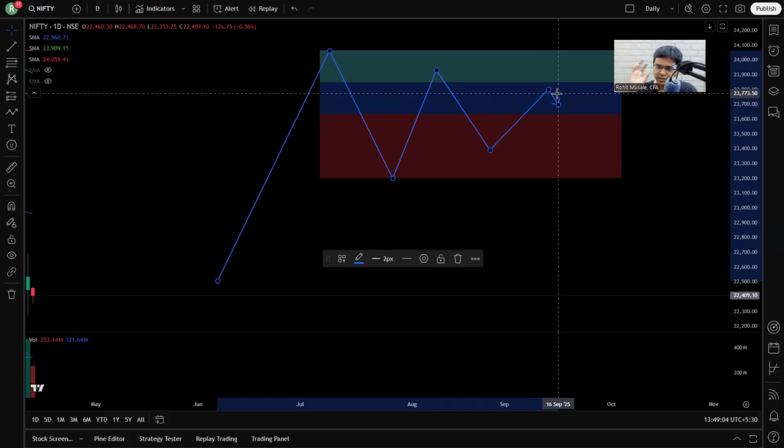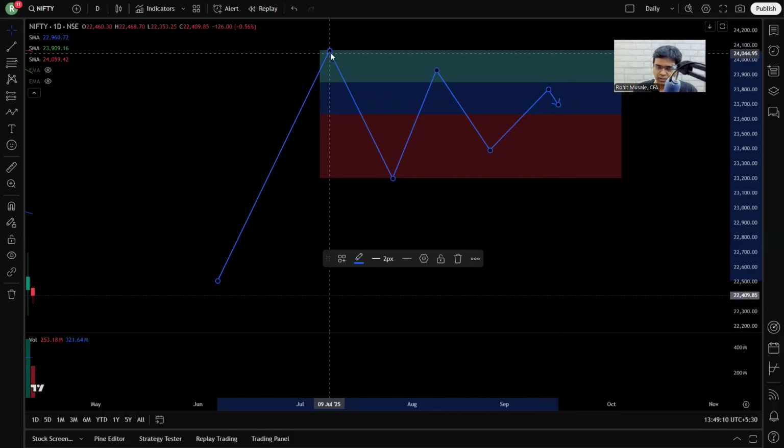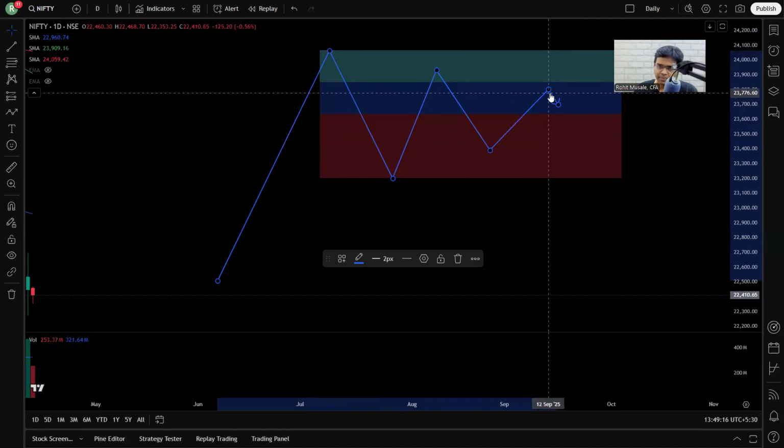Tightness represents diminishing retail supply. And overhead supply means people who have bought the stock here, they will put pressure on the stock when the price reaches that level. So that's the buy point as per Mark Minervini's VCP system.